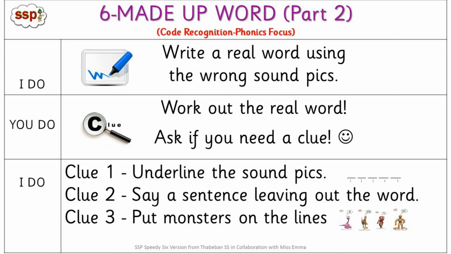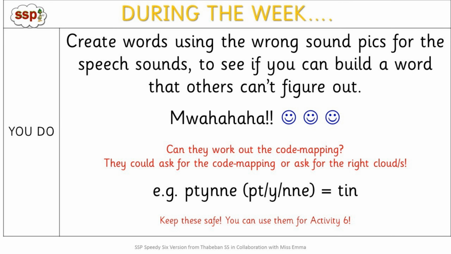So activity 6 of the Speedy 6 is really relevant to this, because the children are going to spell words using every sound pick, but it's going to be the wrong sound pick, even though it's the right sound. And the children have then got to work out, well, what is the word? And to save you having to think of one every time for Speedy 6, the children create their own, put it in a jar, and then you just pick one out. And of course, the children love it when it's theirs.